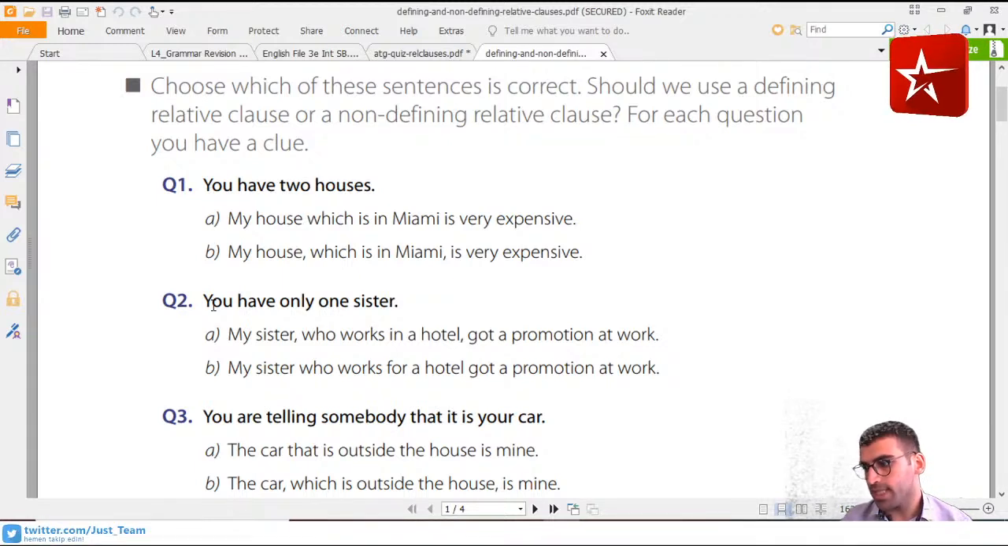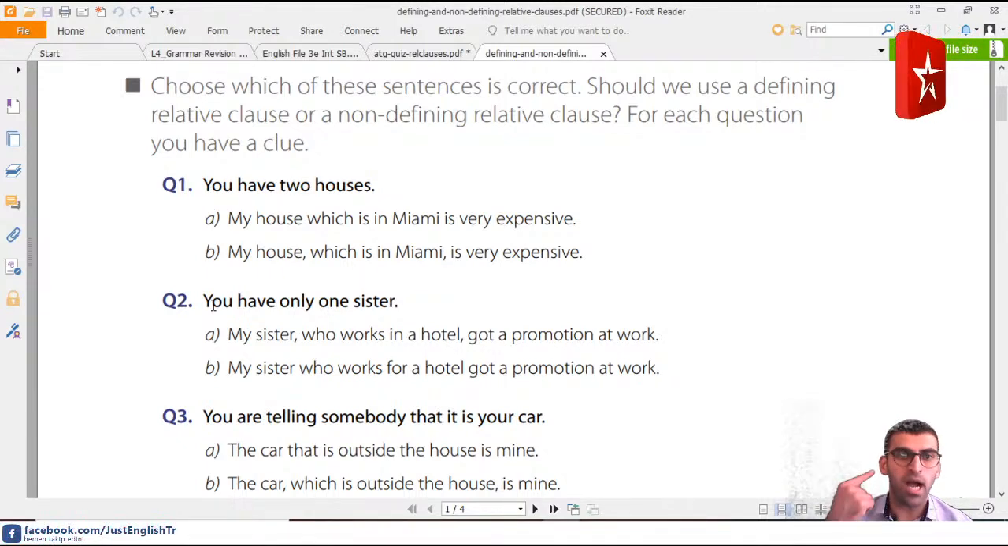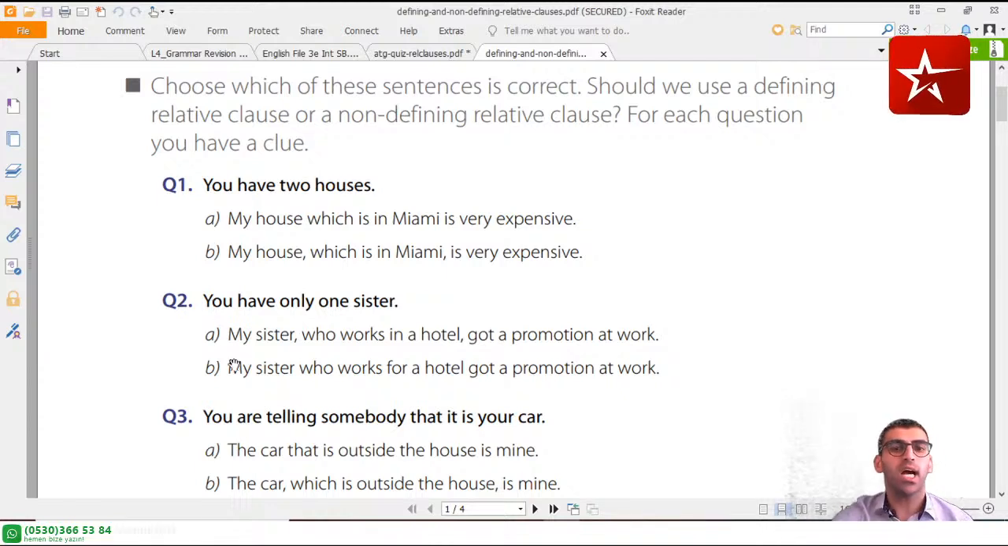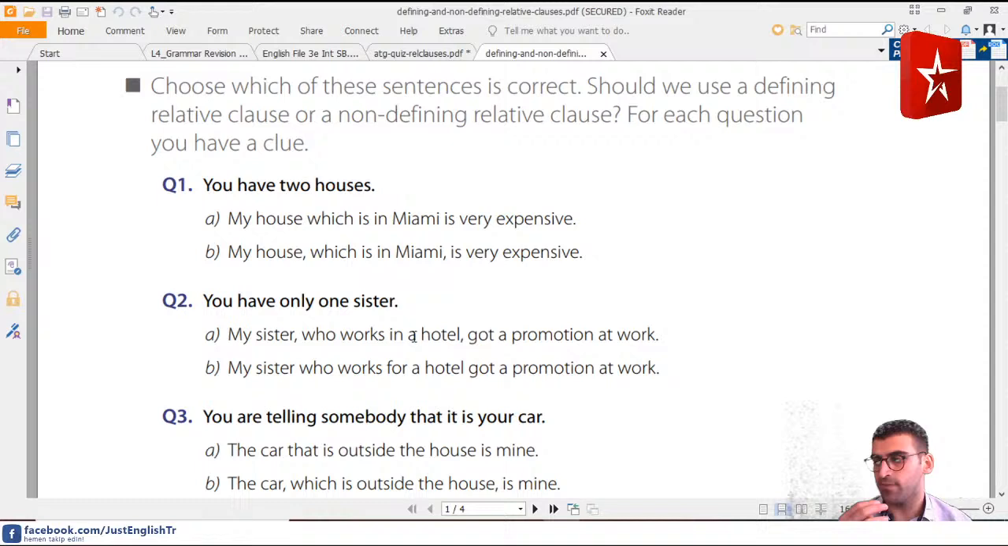Number 2 is, Elida says, number 2 is A. Yes, number 2 is A because I have, or you have, only one sister. My sister who works in a hotel got a promotion at work. This is extra information, additional information that we got from the sentence. That's why the correct answer is A.